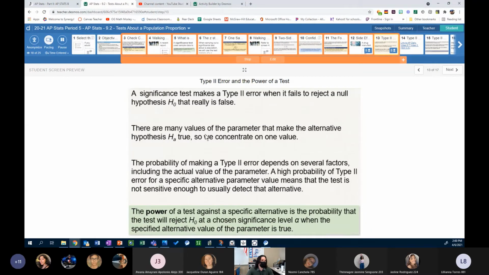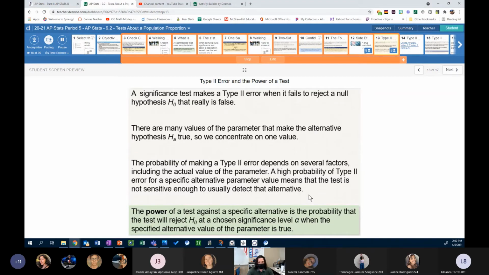There are many values of the parameter that make the alternative hypothesis true, so we concentrate on one value. The probability of making a type 2 error depends on several factors, including the actual value of the parameter, which we don't always know. We usually don't. A high probability of type 2 error for a specific alternative parameter value means that the test is not sensitive enough to usually detect that alternative.